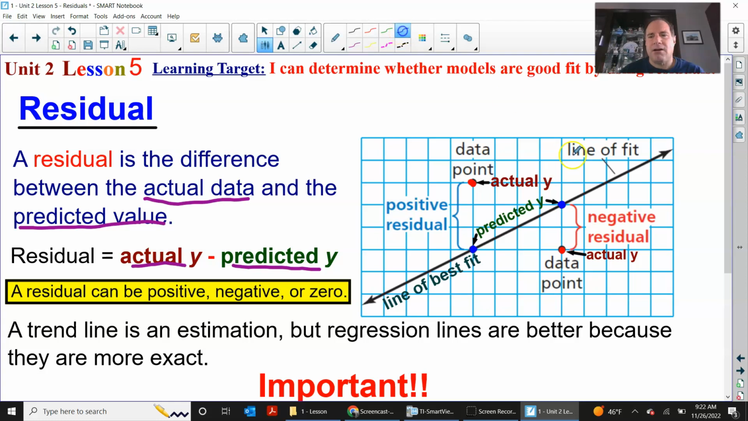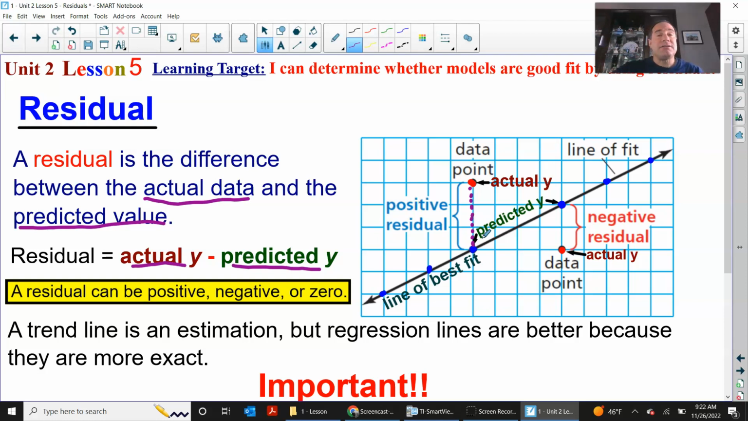So now I can make other predicted Y's right here. I can predict, and right here, and right here, and right here. So you can see those points are predicted. They're not actual Y's, but the red points are the actual Y's. So you subtract the predicted Y from the actual Y, and then what you get is this difference right here. And that difference is known as the residual, right?